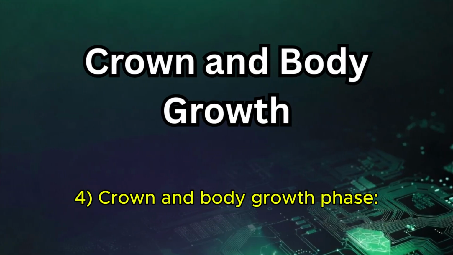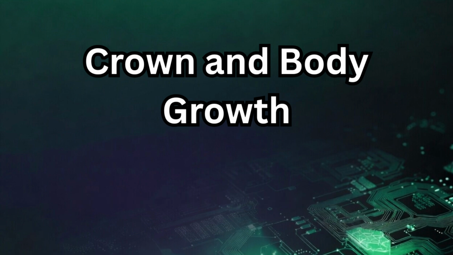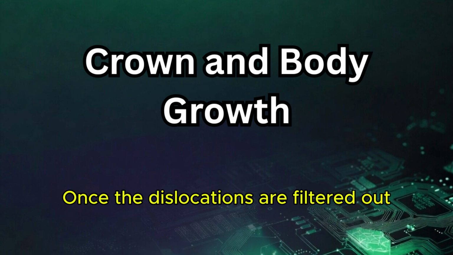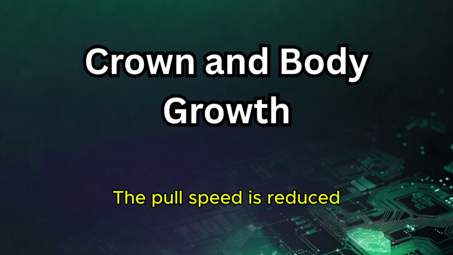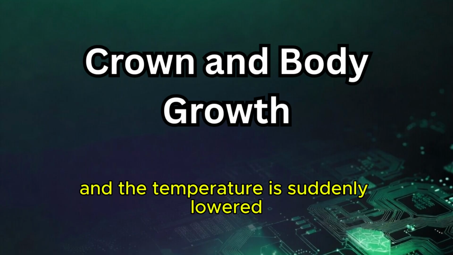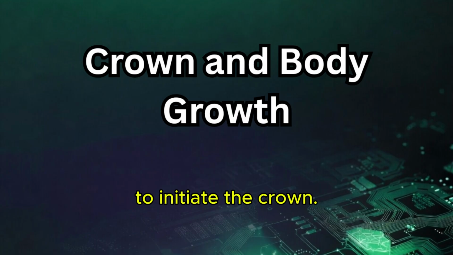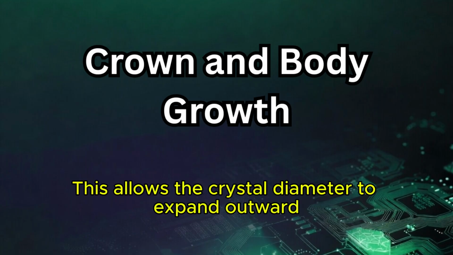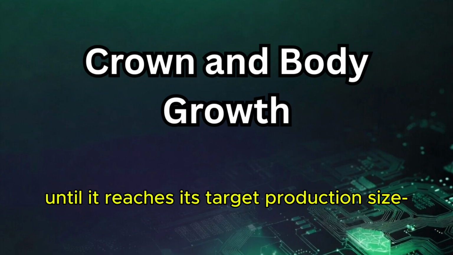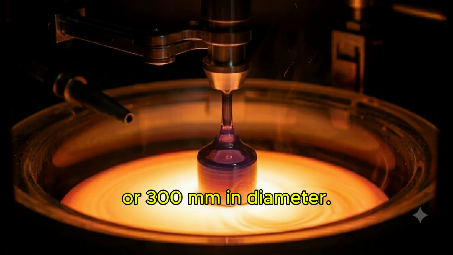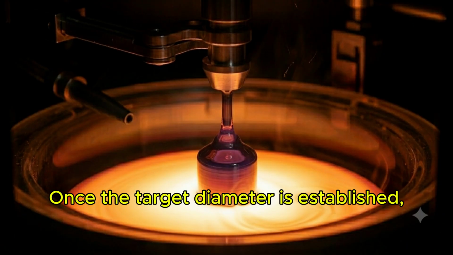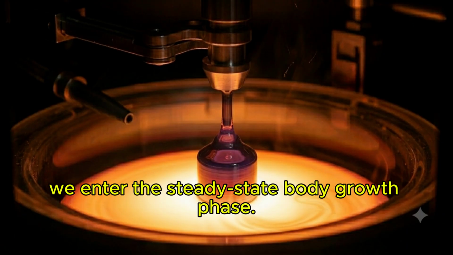4. Crown and body growth phase. Once the dislocations are filtered out and left behind in the neck, we can safely grow the usable portion of our crystal. The pull speed is reduced, and the temperature is subtly lowered to initiate the crown. This allows the crystal diameter to expand outward until it reaches its target production size, typically 200 millimeters or 300 millimeters in diameter. Once the target diameter is established, we enter the steady-state body growth phase.